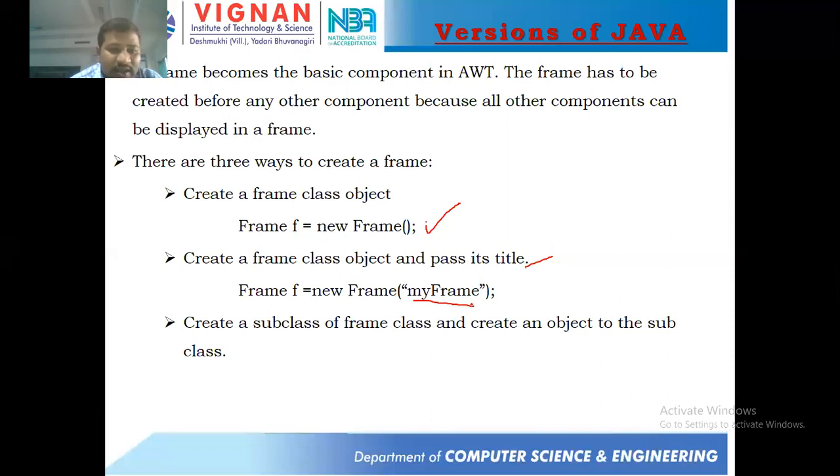The next thing is we can create a subclass of Frame, and we can create an object of the subclass. That means you can take some user-defined class, say a class called sd, and that sd class extends Frame. If you create an object for sd, automatically you will be getting a frame for this sd. These are the different ways to create a frame.